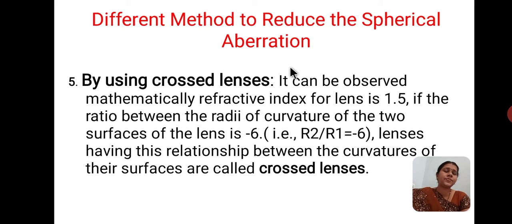So in today's class, what we learnt here: what we mean by spherical aberration, longitudinal spherical aberration, lateral spherical aberration, and methods to reduce spherical aberration. In the next class we will learn another topic, that is chromatic aberration. Okay students, thank you.